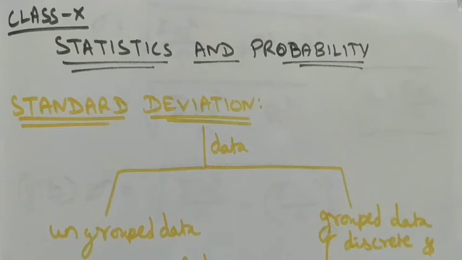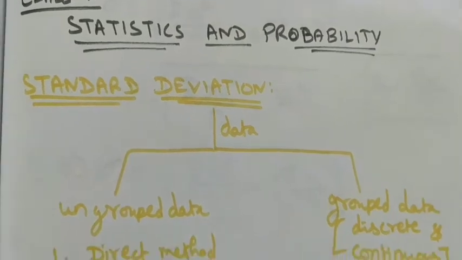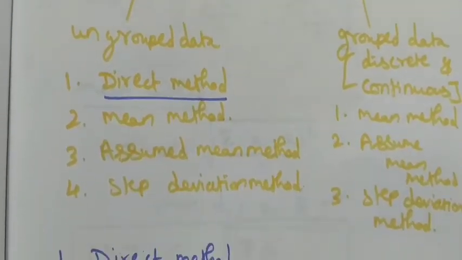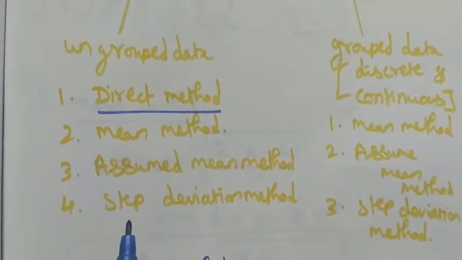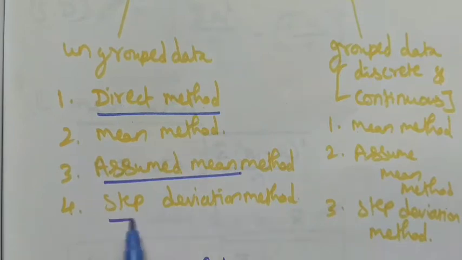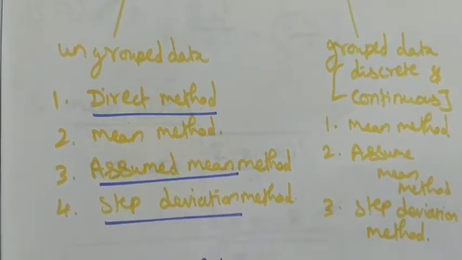Hi students, class 10 statistics and probability. Standard deviation, we are going to find the standard deviation for ungrouped data. Here in this ungrouped data, we are going to see about the assumed mean method and step deviation method. Let's see.